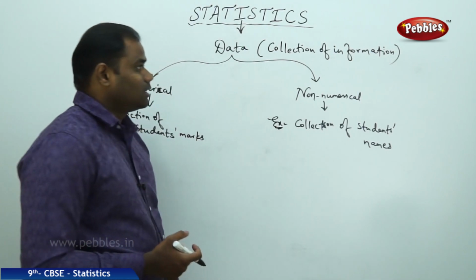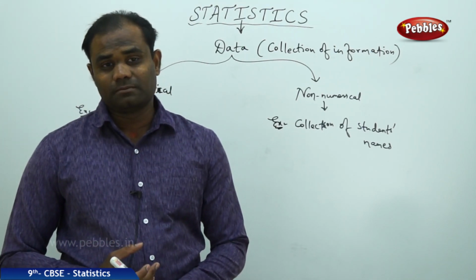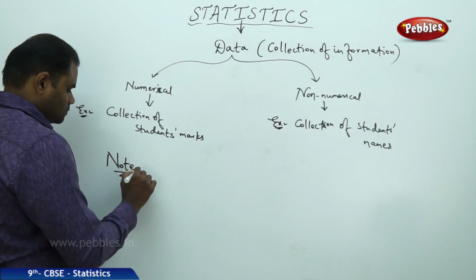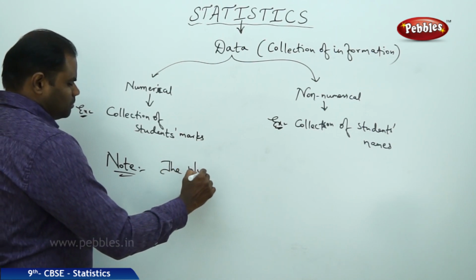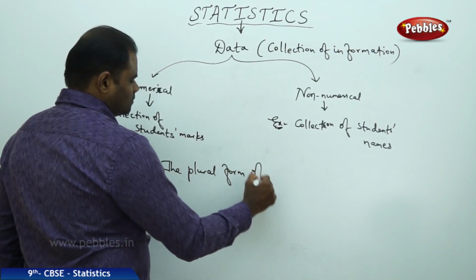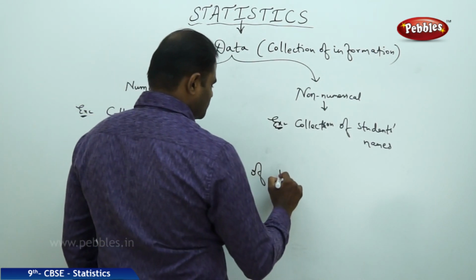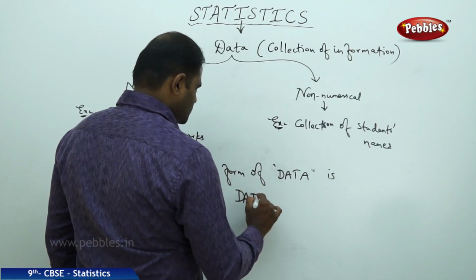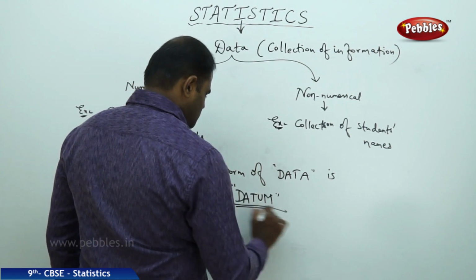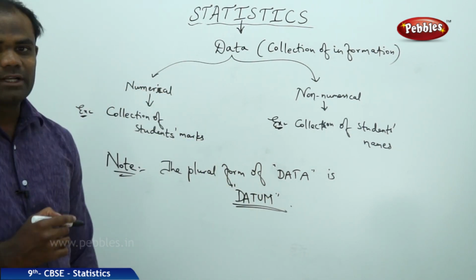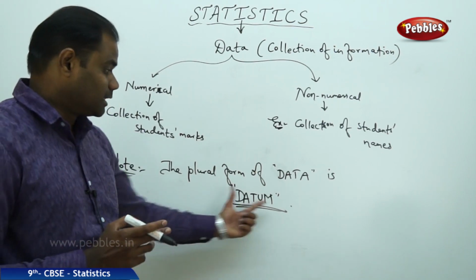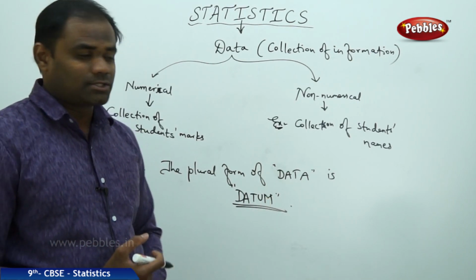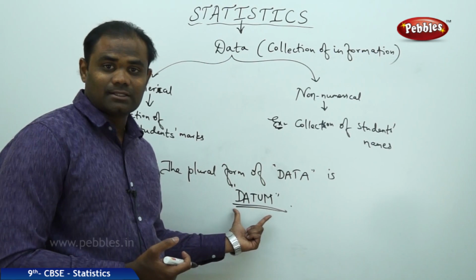In general, data is a collection of information. It's also very important to note the plural form of data is datum. I cannot say there are 4 data collected. I can say there are 4 datum collected. There's 1 data, 4 datum is how I understand. The plural form of data is read as datum.